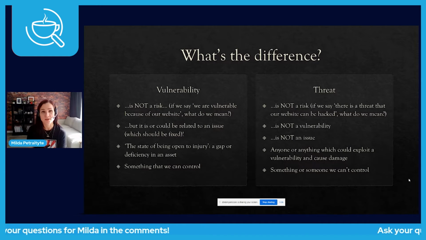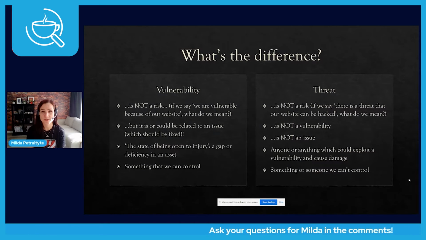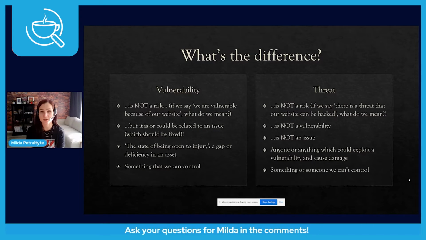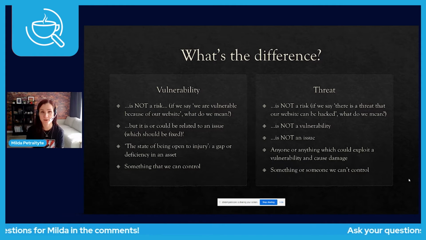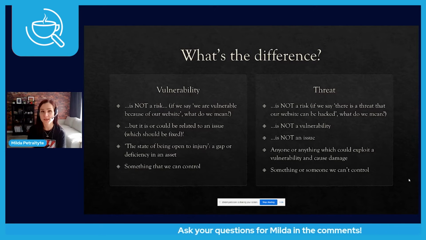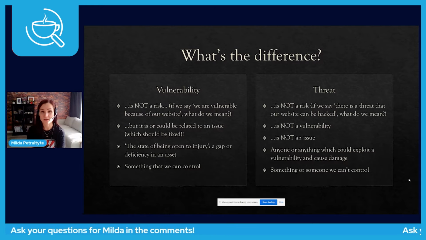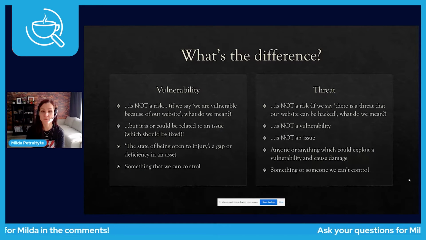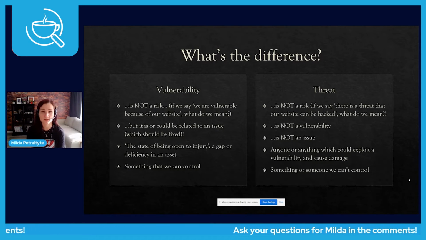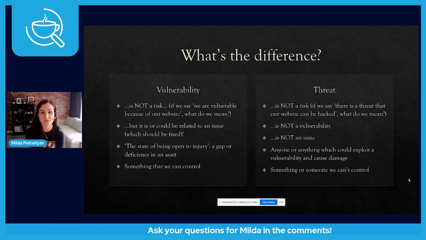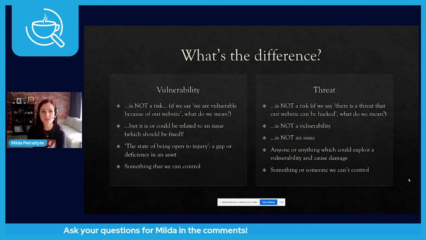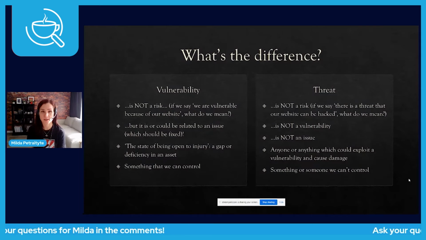By definition, vulnerability could be said to be a state of being open to injury. So it's basically a gap or deficiency in an asset. Vulnerability is never separate from an asset. You always speak about vulnerability in an asset. If you have an asset, it's most likely that you will have some kind of vulnerabilities in it, whether they are known or unknown. Keep that in mind, because that will be part of the discussion going forward and part of several formulas that I will show you. So vulnerabilities are always connected to an asset.